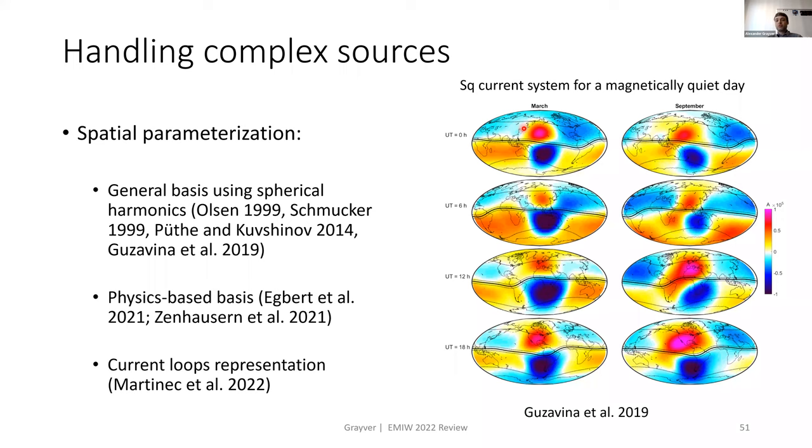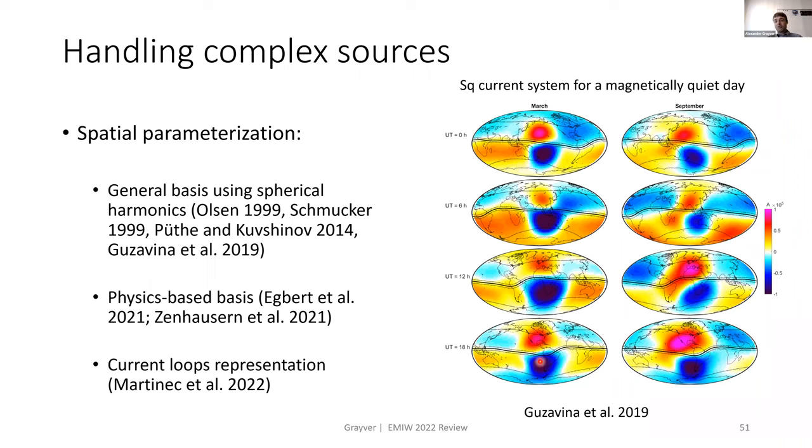This is an example, for instance, of an equivalent current system due to the solar quiet source. This is the source that exists in the daily band. So it's an ionospheric source, but the problem is the same. There have also been very important developments where researchers took physics-based models of the ionosphere and tried to derive a spatial basis based on them. There have also been works where more complex basis functions based on current loops or similar have been used to account for the complexity in the source.